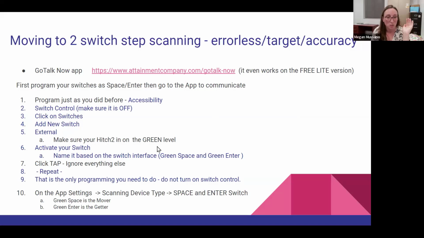So program the switch, make sure the Hitch 2 is on the green level. And again, you just program the green space and the green enter, and click the tap and you're done. And then you go to your Go Talk Now app, and all you have to do is go into the app, into the settings, and you say scanning, and you click on space enter. And then the green space is the mover and the green enter is the getter. And that's all you have to do.